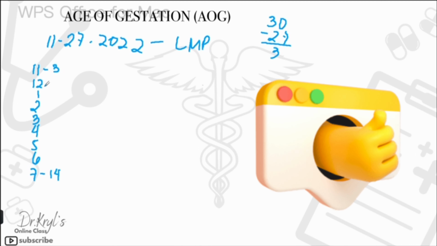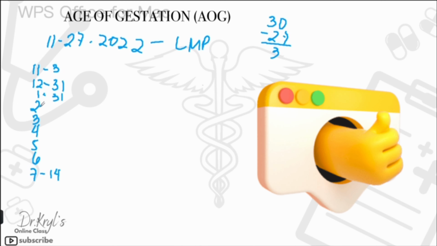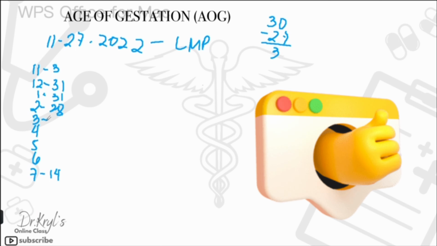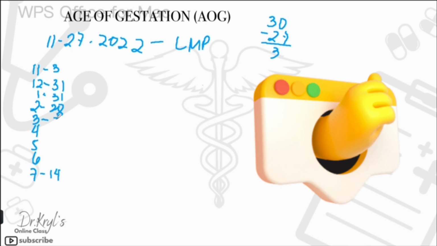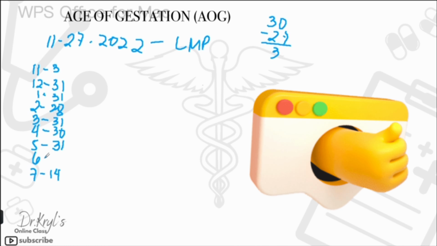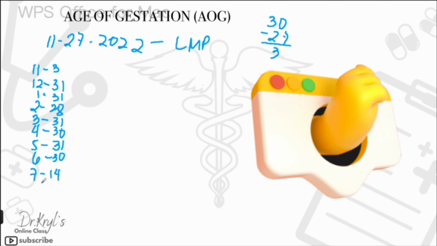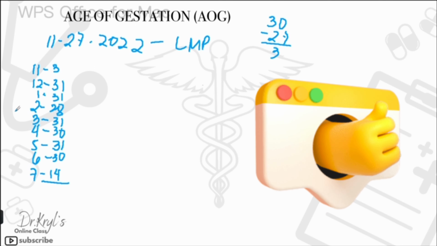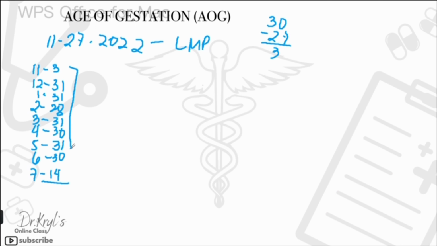So, November, how many days? November, so it's 31. January is 31. February is 28. March is 31. Then April, 30. May, 31. And June is 30. So, by that, we need to add all of these numbers.